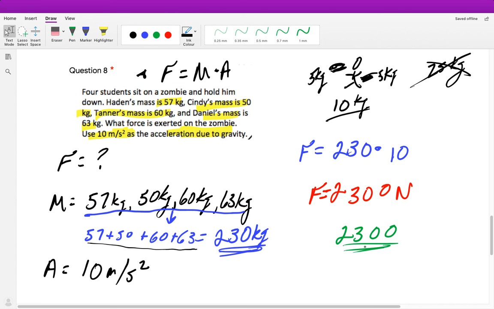Remember, I told you, do not write commas for this one. Just write the 2,300, right? Because in the last one, people were writing commas, and then it was messing things up. So just write the 2,300.